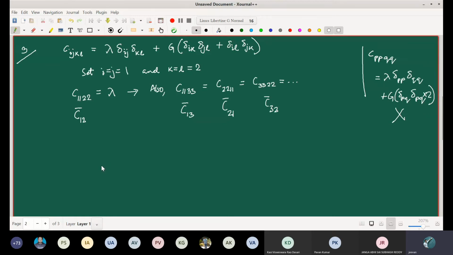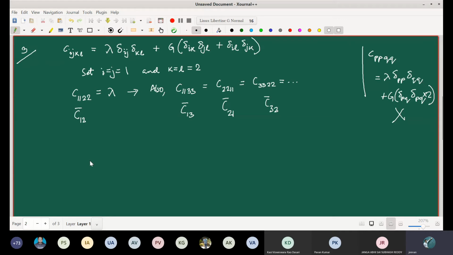Next, what will happen? So we have only managed to find out lambda till now. What about the G? Now we can go forward and try to find out G by choosing such values of i and j that these terms do not vanish, because now we can utilize the knowledge that we have about the lambda in terms of these various components of Cijkl.